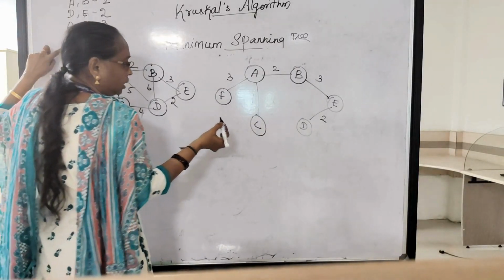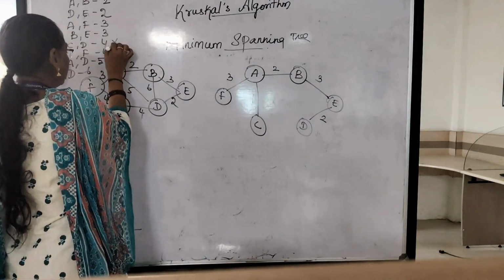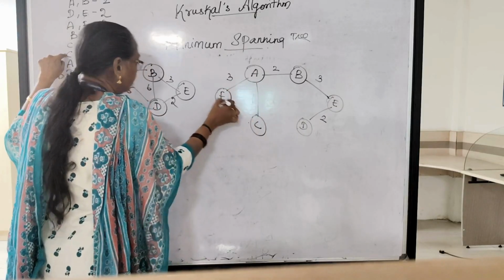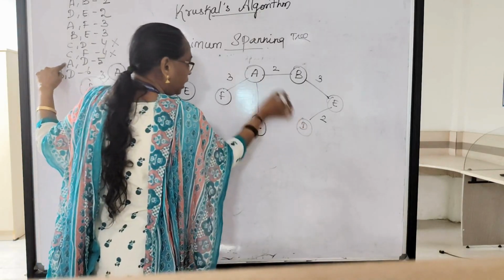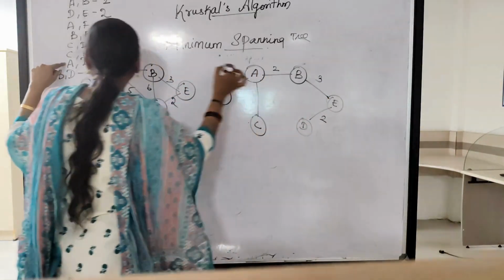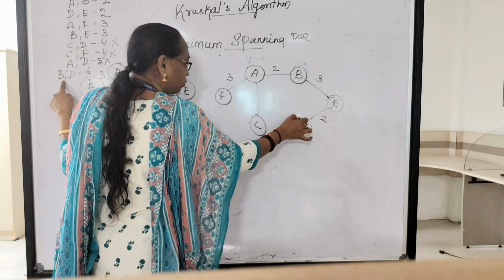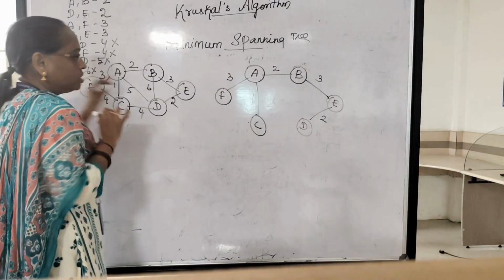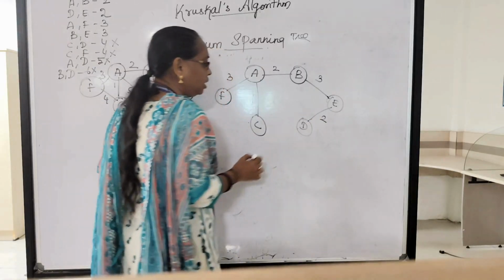C to D, if I include this it will make a cycle, so I should ignore this. C to F, if I include it, it will create a cycle, so I should ignore this. A to D, if I include A to D, it will create a cycle like this, so I should ignore this. B to D, the same way, if I include B to D, it will create a cycle, so I should ignore this. So this is my resultant spanning tree with a minimum cost using the Kruskal algorithm.